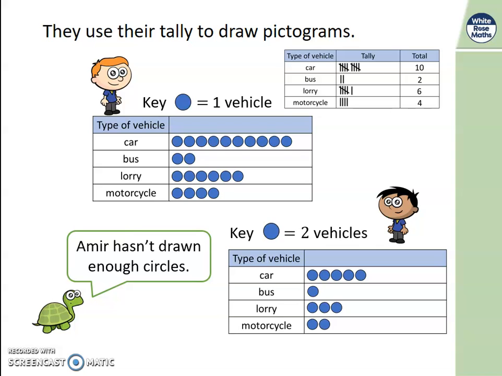Fantastic! So Amir is tiny because he hasn't done enough circles. However, let's look at the key. The key on Amir's is each circle is represented by two vehicles. So we need to count up in twos to see if we have the correct amount in the tally chart. So that's worth 2, 4, 6, 8, 10. So Amir is correct. He's just changed his key to show that one circle is worth two vehicles.